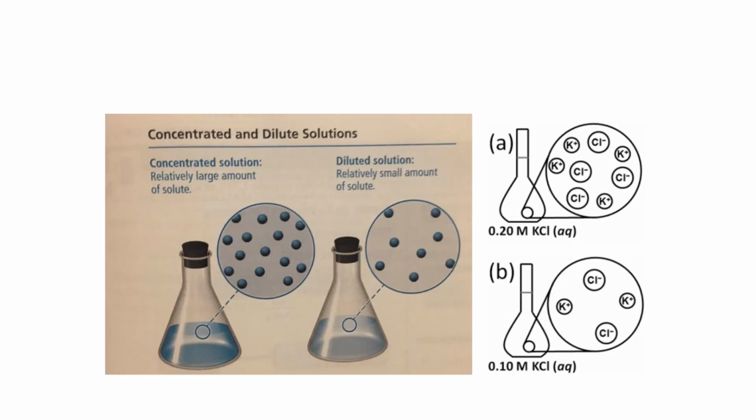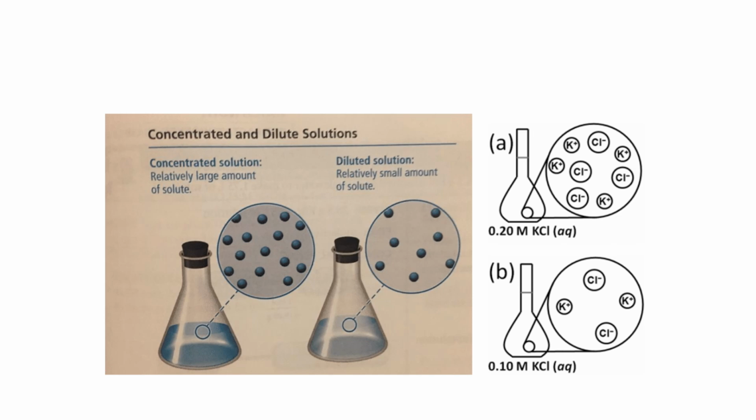Concentrated and dilute solutions: you can visibly show how a concentrated solution looks and how a dilute one looks. You can see that the 0.20 molar versus the 0.10 molar, the 0.20 is more concentrated, so there are more KCl's from A to B. According to the diagram, 0.10 molar KCl is represented with 2 potassium chloride, or 2 K plus and 2 Cl minus.